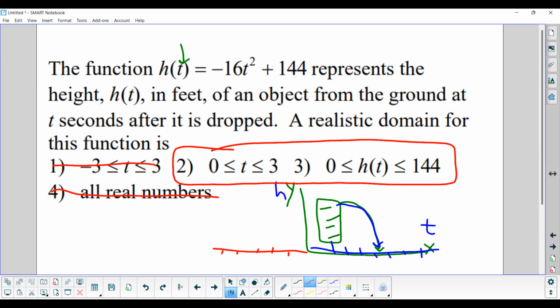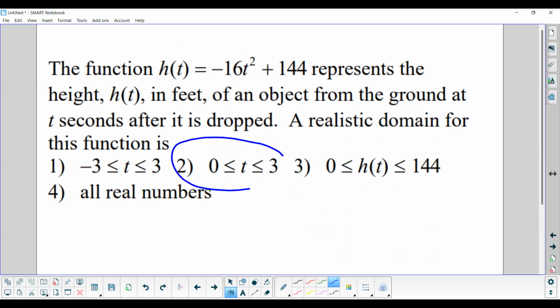So technically, a domain is just your t value, not your h value at all. See this one right here? That has an h and a t in it, so that doesn't make sense. The time is from 0 to 3 seconds. That would be realistic. So the answer to this question is a time between 0 and 3.